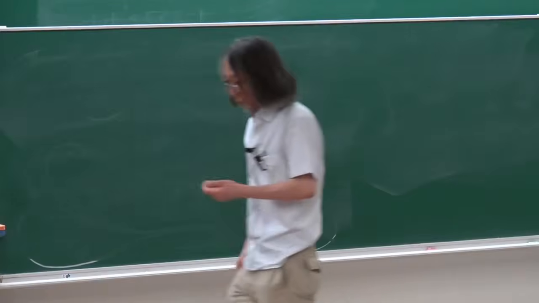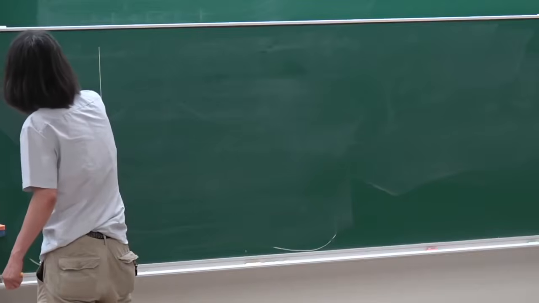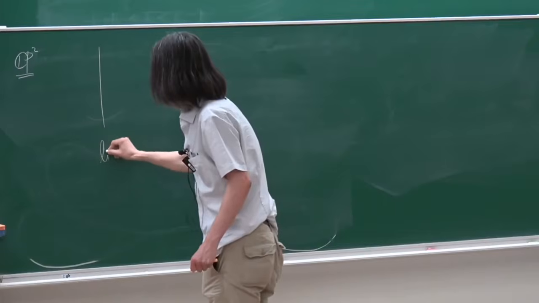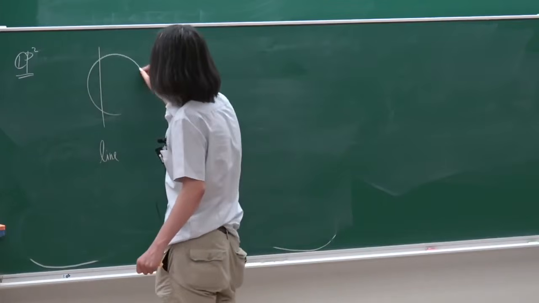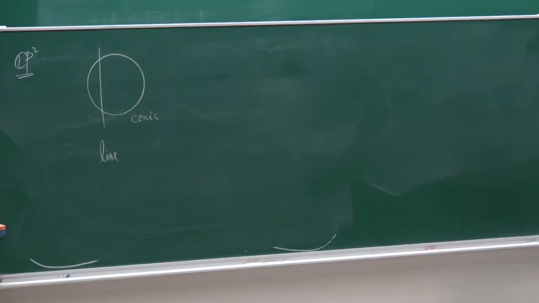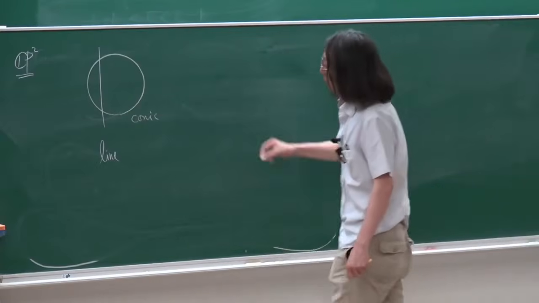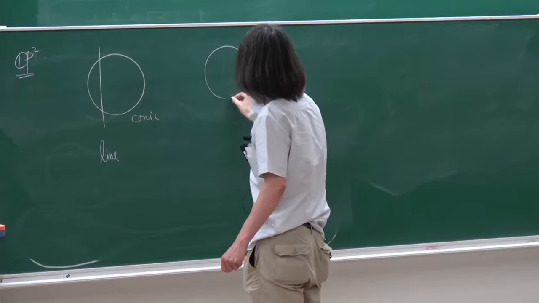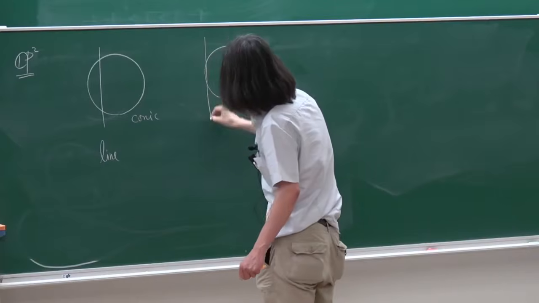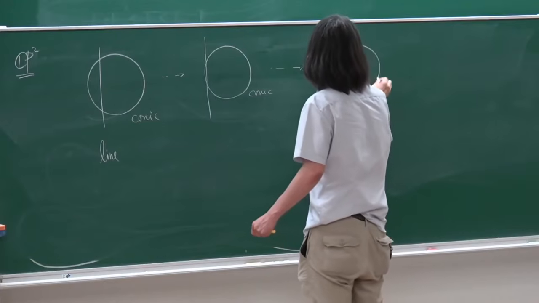Or maybe I can also give you another example. So you have a line here. Again, this is CP2. You have a line here, and you have another one, a conic. And a line and a conic generically intersect at 2 points. So you have 2 points like this. But the line moves, while the conic may be fixed. And the line is actually moving, and eventually it is finally tangent to the conic. Okay?